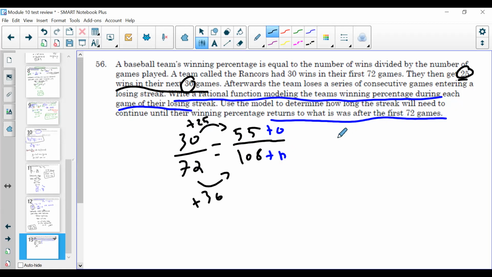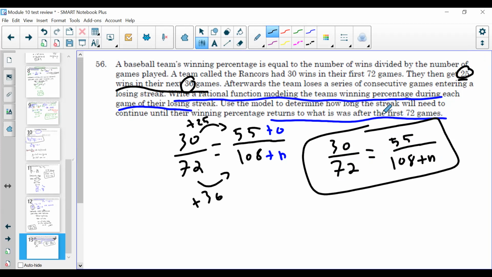So that's why I can say the equation that models that is 30 over 72, because that's the win percentage that I'm looking for. And that's going to equal my 55 wins, my first 30 wins plus the next 25 that I got, right here over 108, which is the total amount of games after the first 72 and the next 36, plus every single game in that losing streak, of N. I don't know what it is, but I'm losing that many games. And that's what you get. And you can solve it out if you want to, but I don't think you need to.